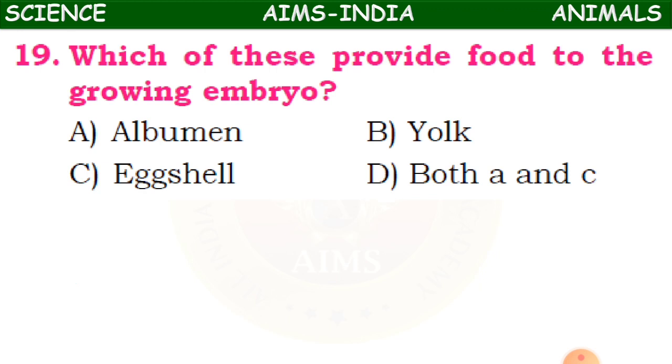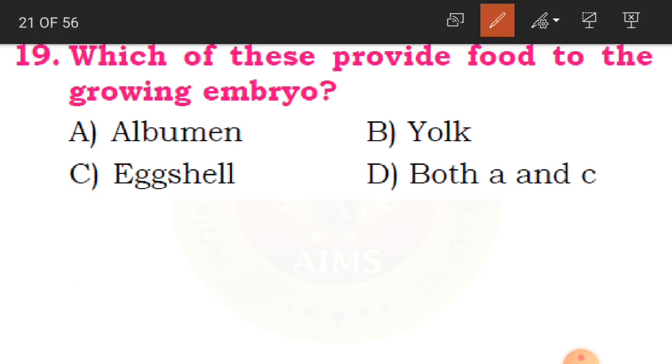Which of these provide food to the growing embryo? Okay, children. A option is albumin. B is yolk. C is eggshell. D is both A and C. Okay. So we are talking about the egg here.